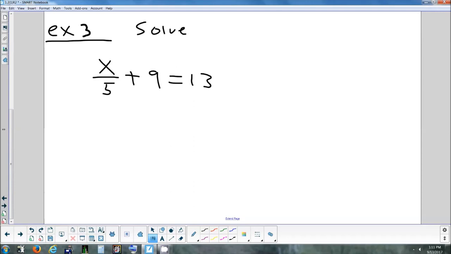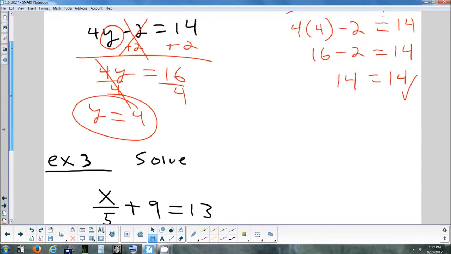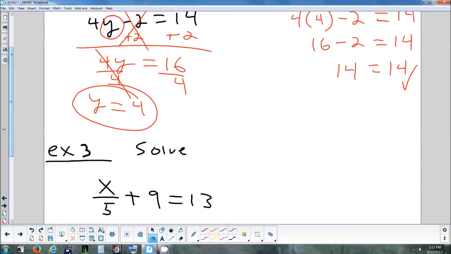So obviously the numbers are different. Here's the first one we did. All right, this is example 2, here's example 3. Obviously we have a different variable, we have a different number, we have some different signs, but how else is example 3 different from example 2?